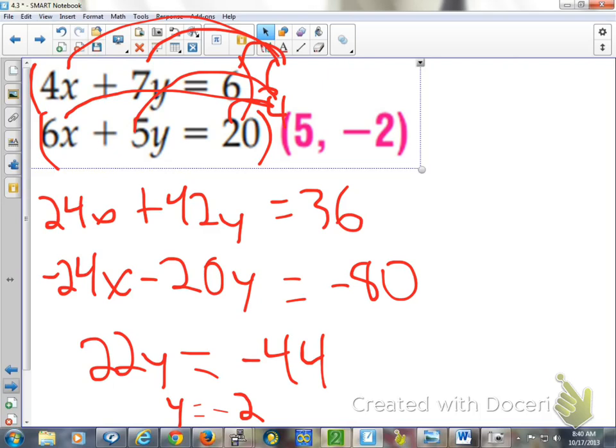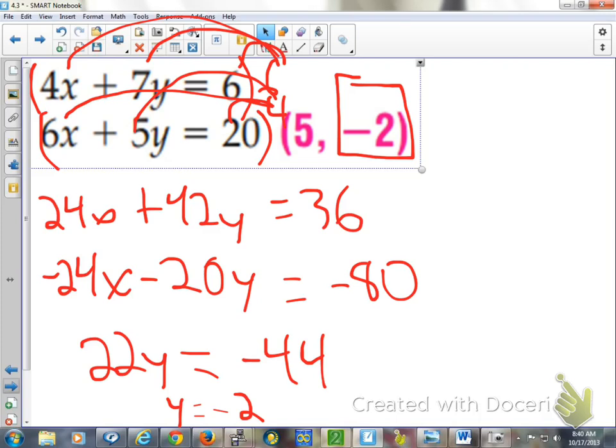When you divide both sides by 22, y is going to be negative 2, which is what we wanted. Now I need to take that negative 2, just like before. And by the way, at this point, now that you see we've got a coordinate, you could pretty much already say this is consistent independent.